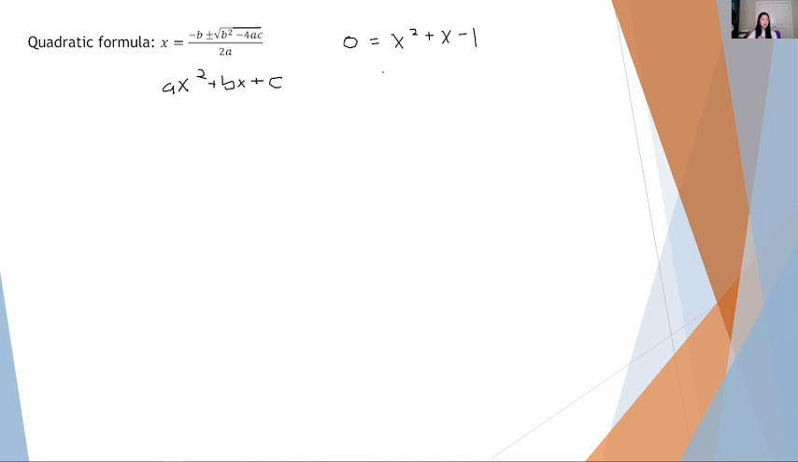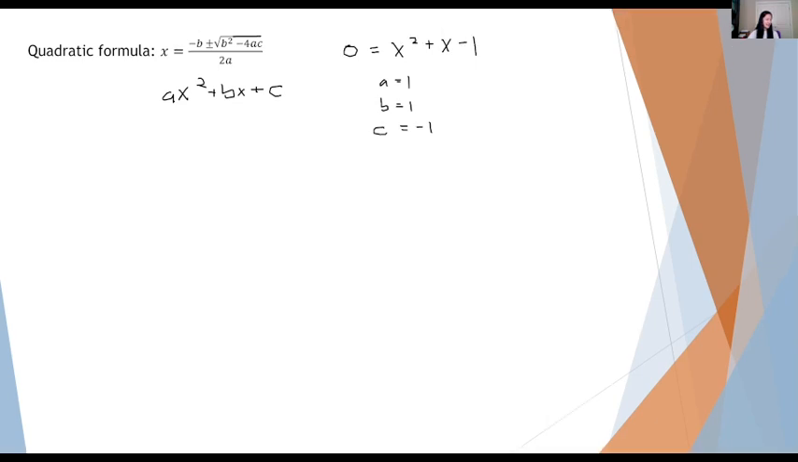And we see that this matches here. We have a equals 1, b equals 1, and c equals negative 1. But with that, we have the formula. And this formula is x is equal to negative b plus or minus the square root of b squared minus 4ac over 2a.